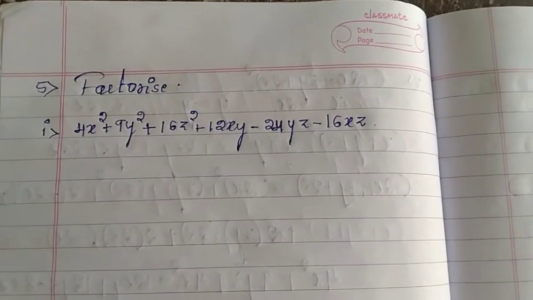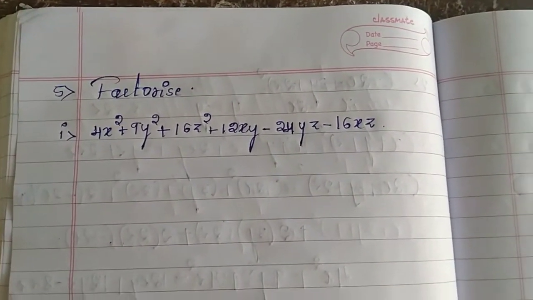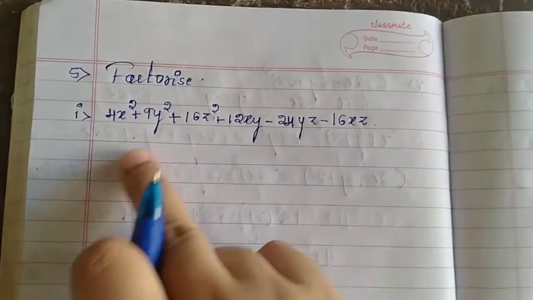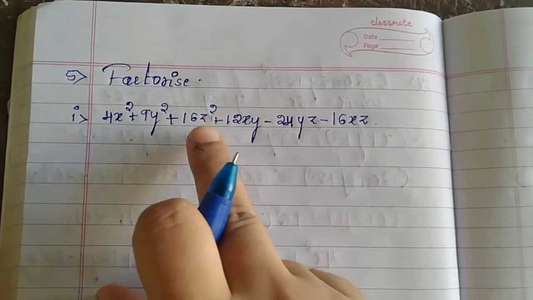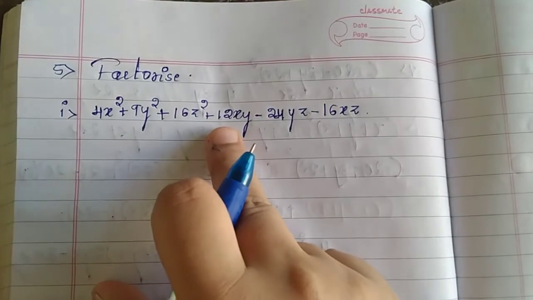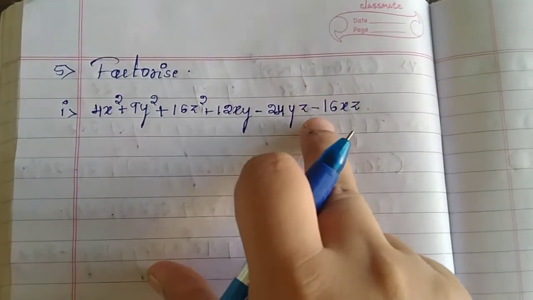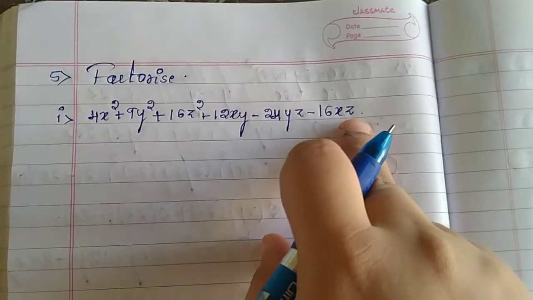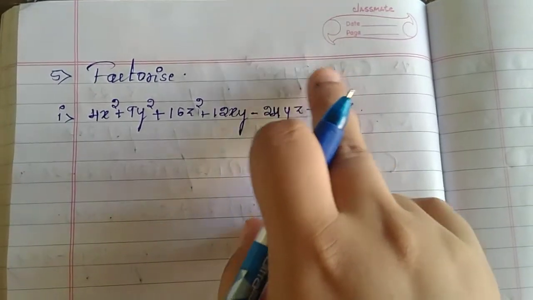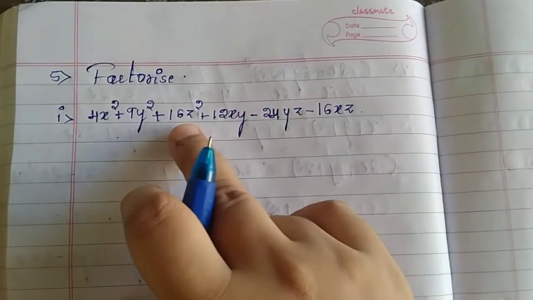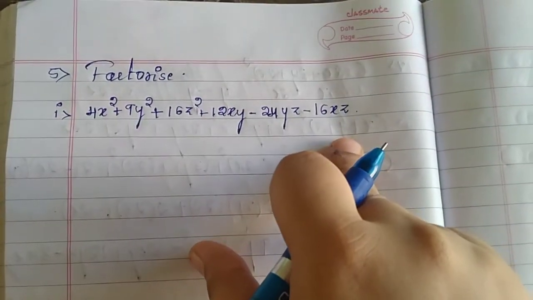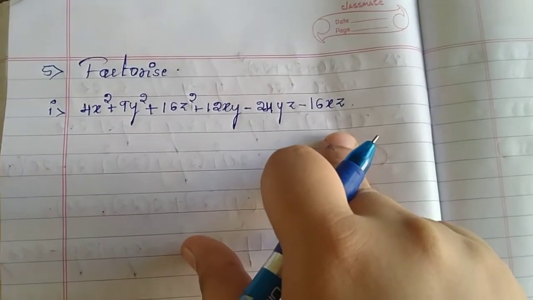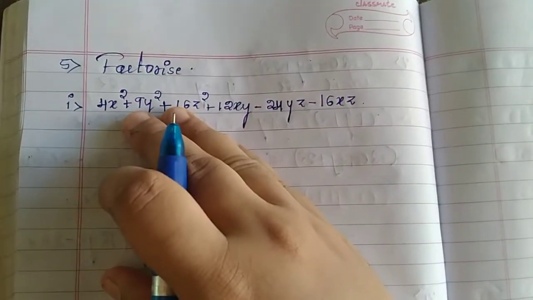Now you can see over here, this is your fifth question. Factorize 4x square plus 9y square plus 16z square plus 12xy minus 24yz minus 16xz. In third main also we have solved this kind of problem. That means they have given the right hand side of the identity, so what you have to do is bring the left hand side.